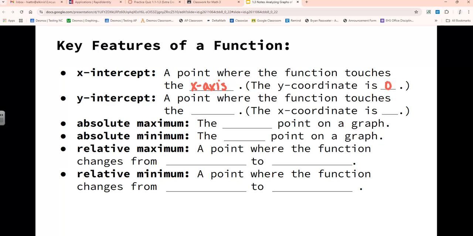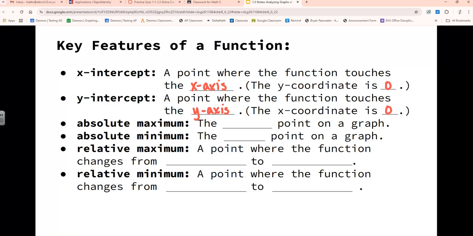Functions can have several x-intercepts. There might be more than one. A y-intercept is a point where the function touches the y-axis, and the x-coordinate is 0. If you're looking at a function, there's only one of these. If it's not a function, it could have more than one, but if it's a function, there's only one of these. And again, you're just going to look at the graph, see where it crosses the y-axis, and give the coordinates at that point. Okay?